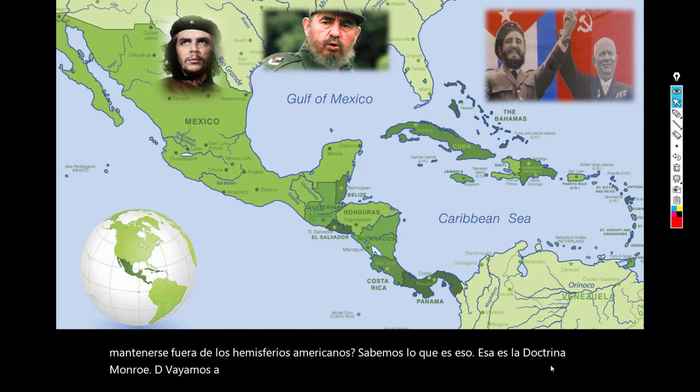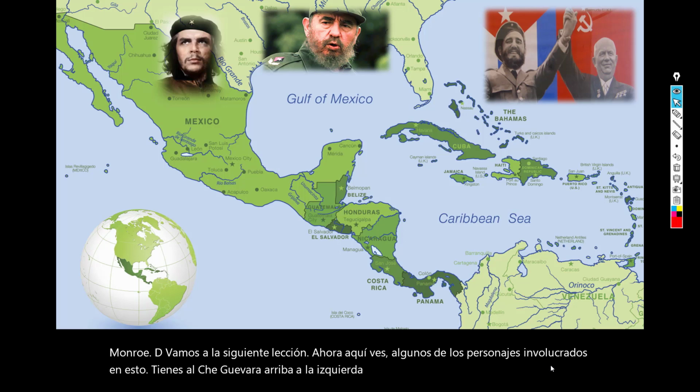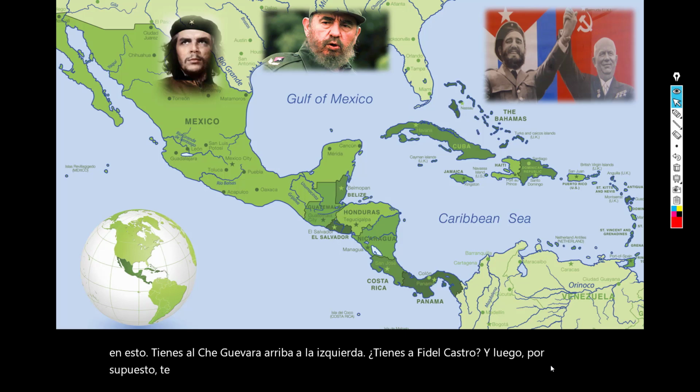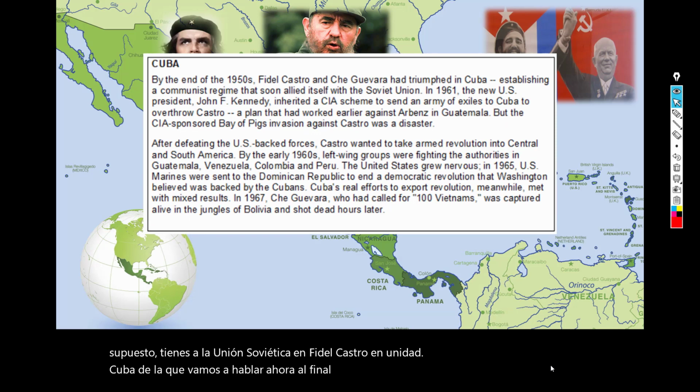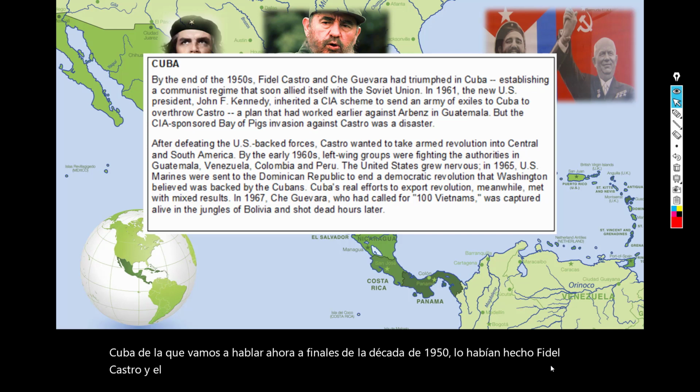Now here you see some of the characters involved in this. You got Che Guevara up on the top left. You got Fidel Castro, and then of course you got the Soviet Union and Fidel Castro in unity. Now Cuba, that's what we're going to talk about now. By the end of the 1950s, Fidel Castro and Che Guevara had triumphed in Cuba, establishing a communist regime that soon allied itself with the Soviet Union.